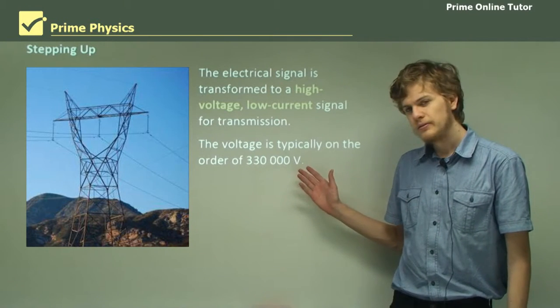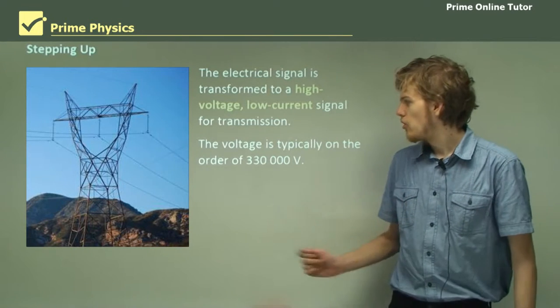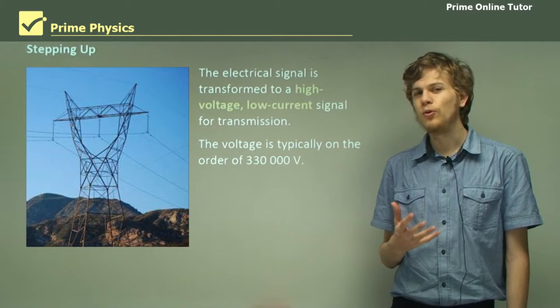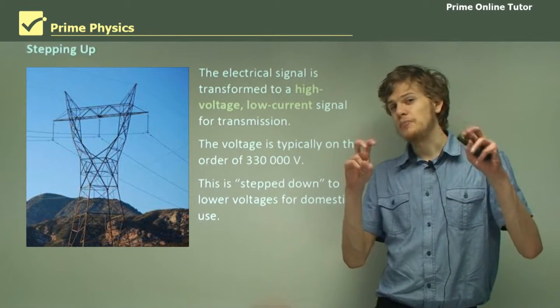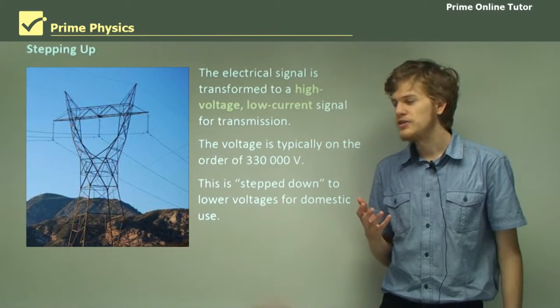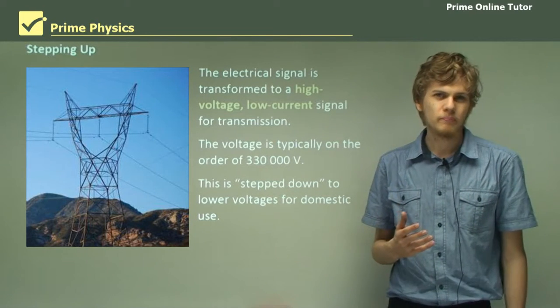Now, the voltage of these high voltage power lines is typically on the order of about 330,000 volts, which is a very large number of volts indeed. This is stepped down to a lower voltage using various electrical devices. And at these lower voltages, it's used in the home.